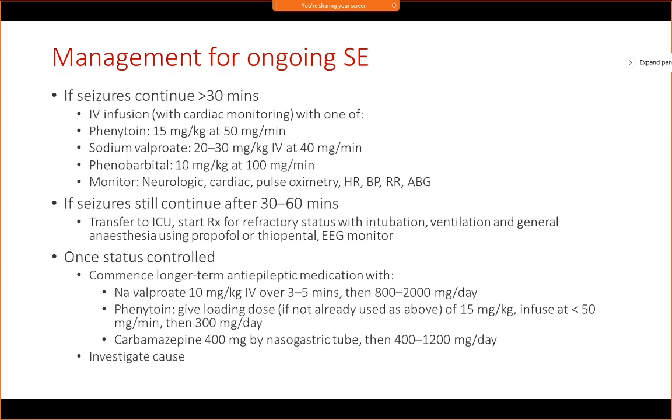Sodium valproate, phenytoin, carbamazepine, or whatever drug you would prefer in the long term, and try to investigate the reason why the status has occurred, whether it was a known epilepsy with reduction in the doses, whether something had precipitated it like infection of the brain, metabolic abnormalities, or whether it is a de novo epilepsy presenting for the first time as status epilepticus.